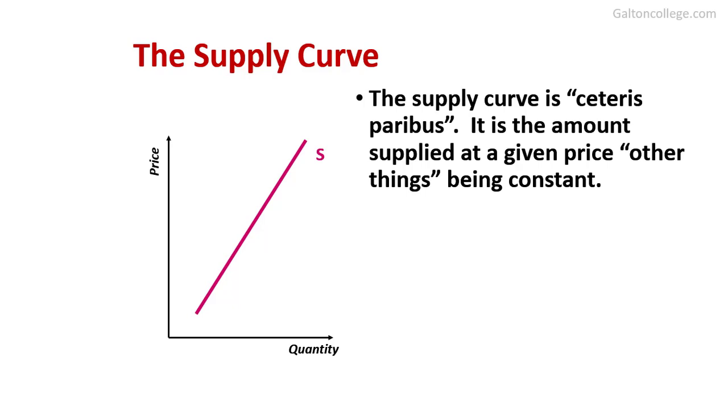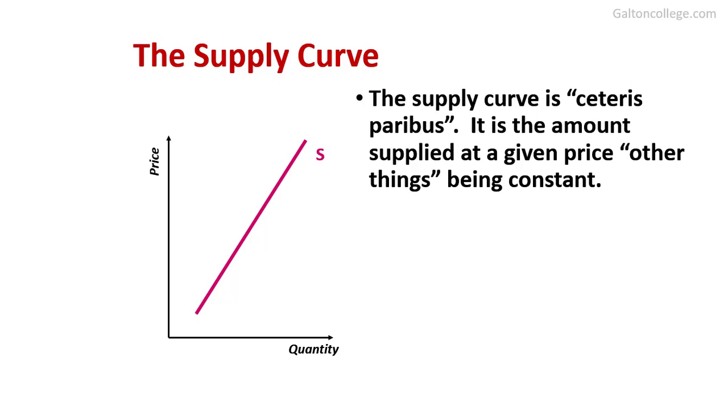The supply curve is what we call ceteris paribus. It is the amount supplied at a given price, other things being constant. So there are many factors that determine the supply: the technology, for example, raw materials, the ambition of the producers to supply more. There are many factors that can be used to explain the supply of a good on the market.